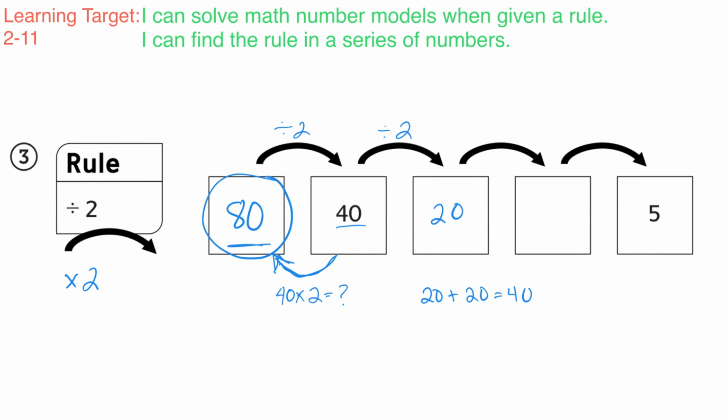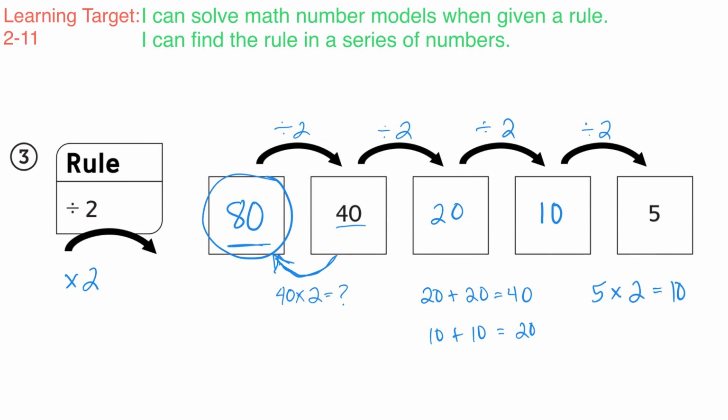We're going to take 20 divided by 2. We're going to cut it in half again. And I know that 10 plus 10 equals 20. So I know half of that is going to be 10. Lastly, we still have to double check to make sure this fits with our rule. So 10 divided by 2 equals 5. And I know that because 5 times 2 equals 10.